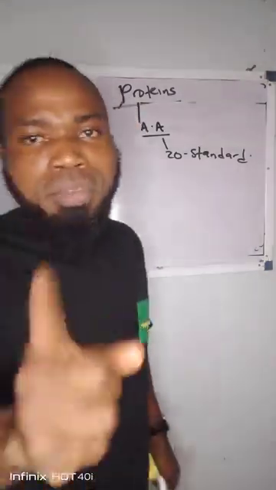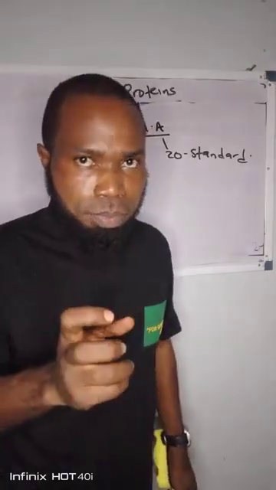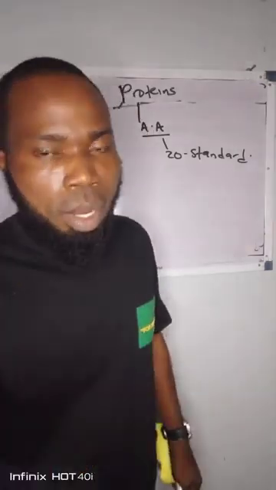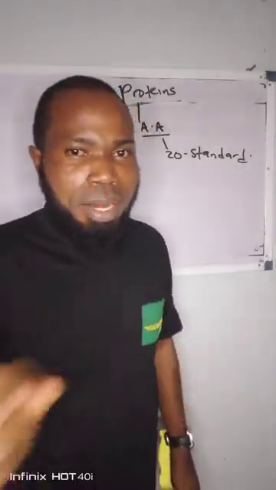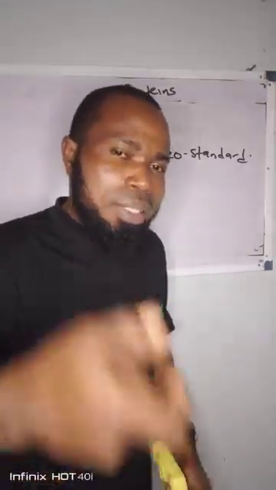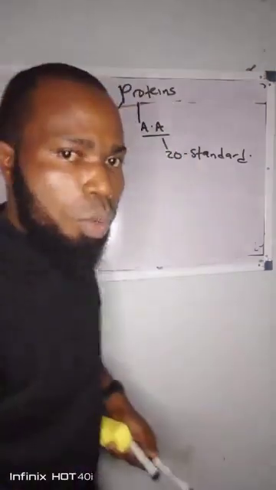Now, some of these amino acids are represented with different symbols. So there's an amino acid that is represented with W, there's an amino acid that is represented with F, there's an amino acid that is represented with E, with Q, with N. So we have to look at these amino acids to be able to remember them. So very quickly, without wasting much time.